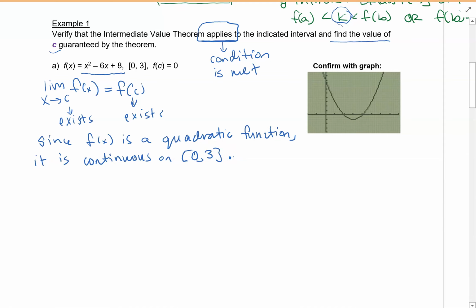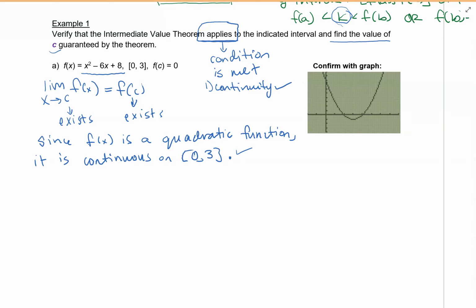Okay, but then what else has to happen for it to apply? That is the first thing we check for: continuity. Because if the function's not continuous, you can forget about using IVT. It's not going to work. It only works if the function's continuous.